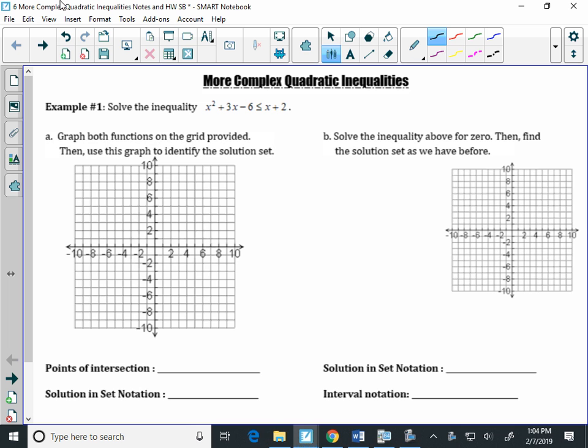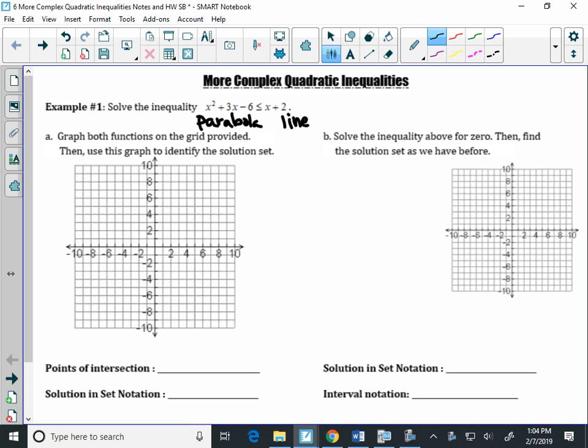On the left-hand side where x squared is, that's a parabola, right? That's the equation of a parabola. And the x plus 2 is the equation of a line. So we're going to be comparing a parabola to a line.